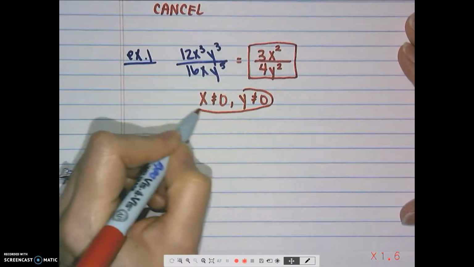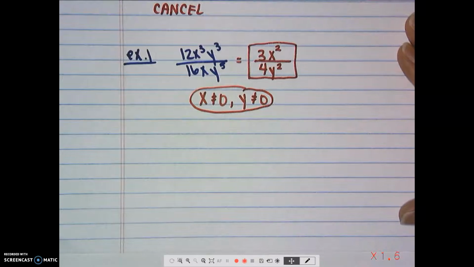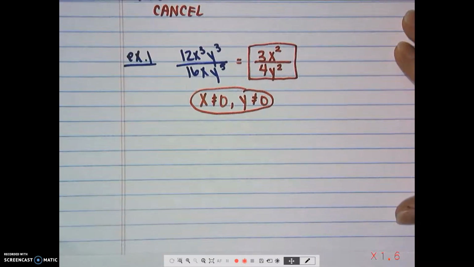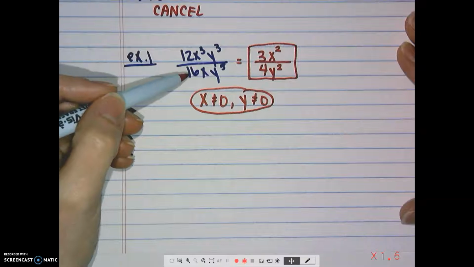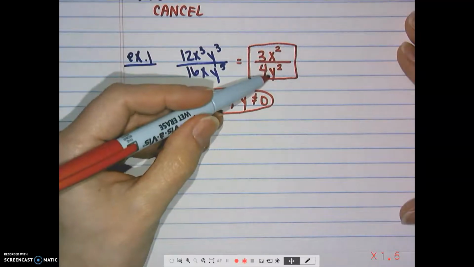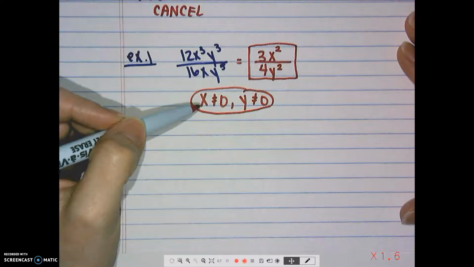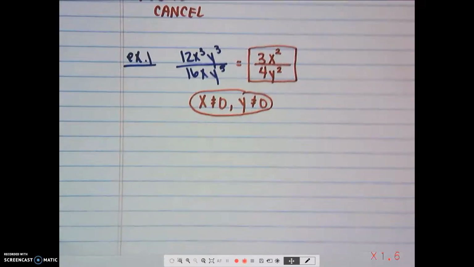I'll box the simplified version, and I'll put a circle around the restrictions. You have to make sure you're finding the restrictions from the original question, or else you're going to lose some of those restrictions. If we did it over here, we would have lost the fact that x can't equal 0 is a restriction that we need. Okay?